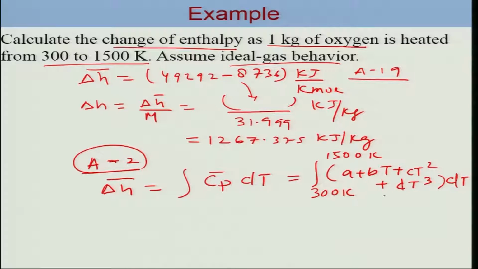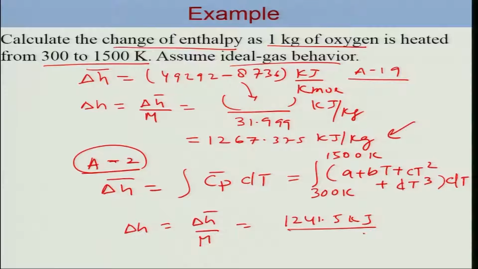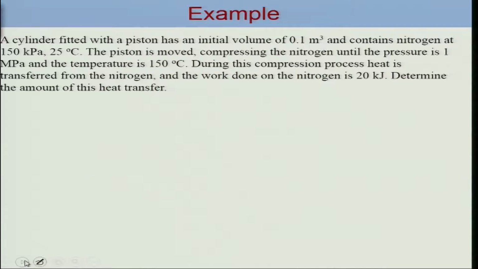Without showing the details of the calculation, it turns out that delta H is around 1241.5 kilojoules. The first method is much more accurate, and this one is not as accurate, but still very accurate by comparison. If you look at the difference, it is extremely small. So these are the different ways to solve problems. So we will take another example.